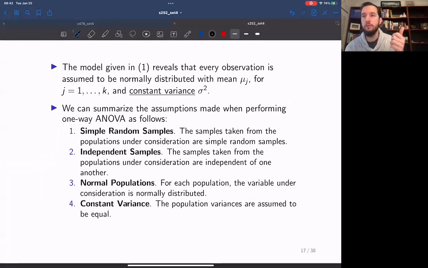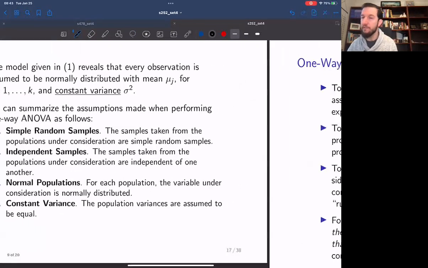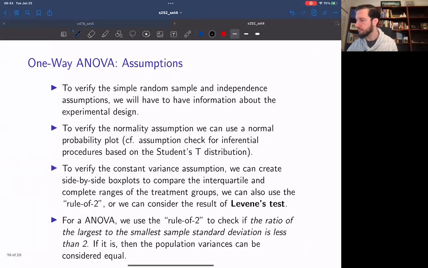We're also going to assume that we collected simple random samples and that the information in each sample are independent. So we have independent simple random samples that are collected from normally distributed populations with the same variance. That's essentially what the model is telling us. And these are the 4 assumptions of the ANOVA procedure.